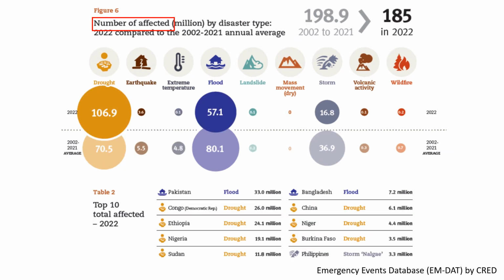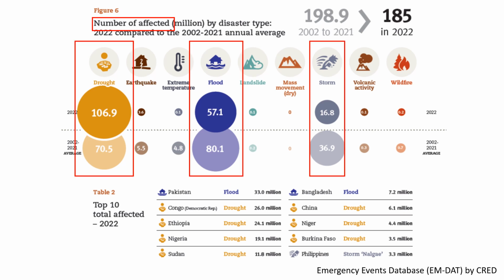Consistently for both time periods 2002 to 2021 and 2022, millions were affected primarily by drought, followed by flood, then storm. Our country ranks 10th in terms of the number affected by disasters.